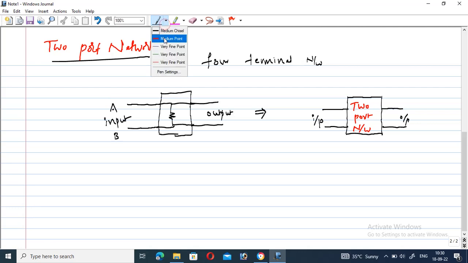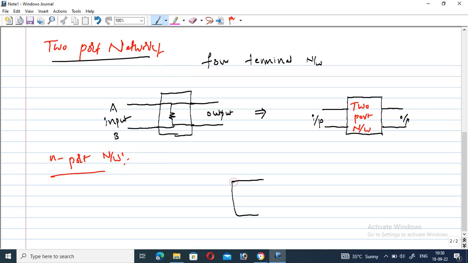Suppose multi-port, or n-port network. Let us see how to define the n-port network. Generally we know that a network is a rectangular box, right? This rectangular box consisting of n ports, then we can call it an n-port network. So let us say this is one port, this is one port, this is one port, this is also one port, this is also like this.